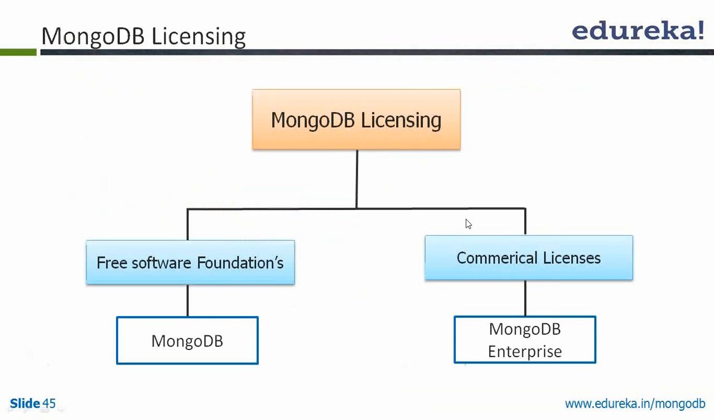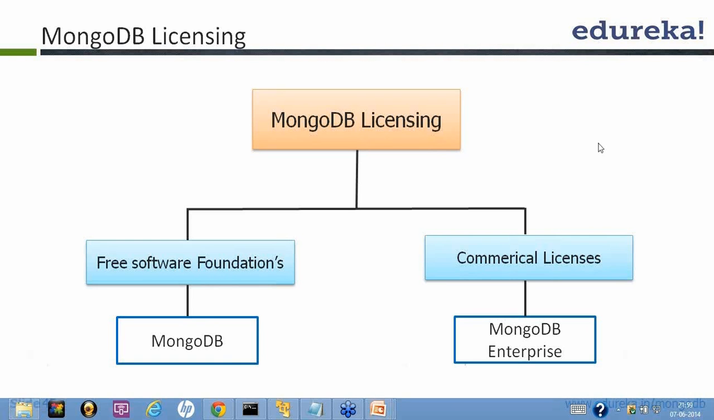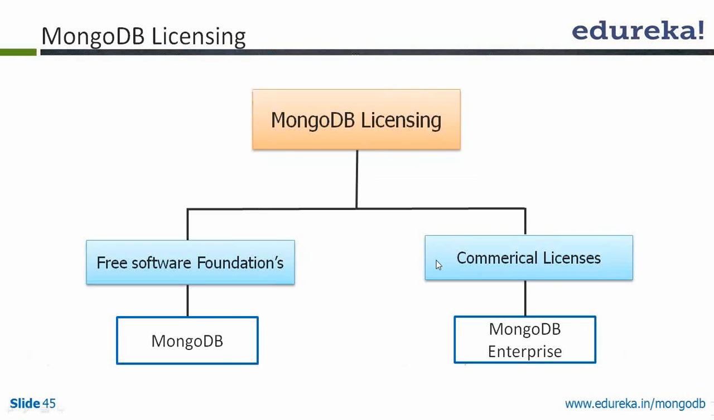Now, let's talk about MongoDB licensing. As I said, MongoDB is an open source database. So licensing falls under two categories: Free Software Foundation and commercial license. Under the Free Software Foundation, you will not have all the features. So let us see which features are there with Enterprise and which are not there with the free foundation.